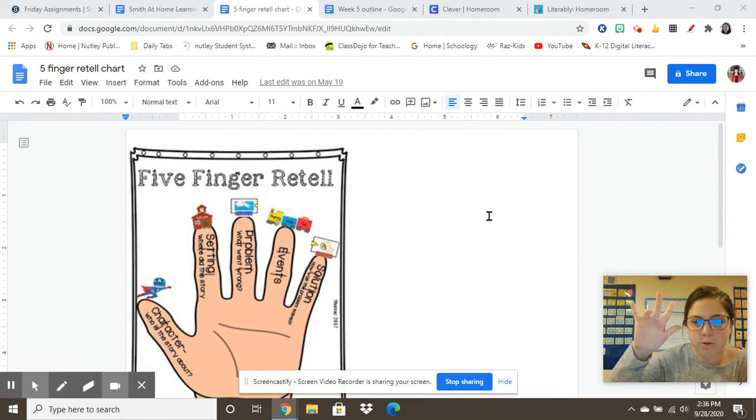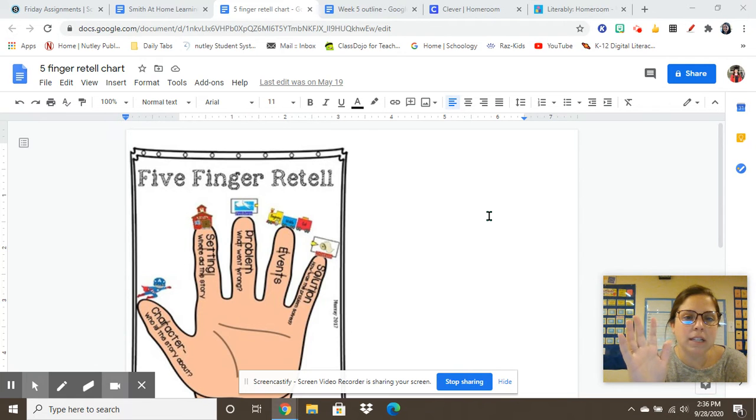One, two, three, four, five. When we use this five finger retell, the whole point is to use our hand as a tool or a reminder for what we should include when we're doing a retell at the end of a book, right? Yesterday we talked about always wanting to do something at the end of a book, like identifying and maybe drawing our favorite scenes or characters. But one thing we also want to do at the end of the book is try to retell it.